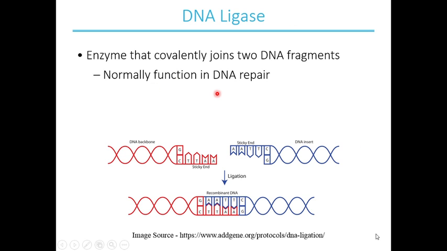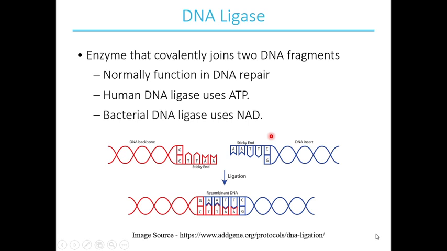Normally, DNA ligases are involved in DNA repair. Humans have DNA ligases running around, bacteria have them, and every organism has DNA ligases in their arsenal. Human DNA ligase uses ATP, versus bacterial DNA ligase uses nicotinamide adenine dinucleotide, or NAD. So there's a basic difference between the enzymes present in eukaryotes, specifically in humans, and in a prokaryote like a bacterium.